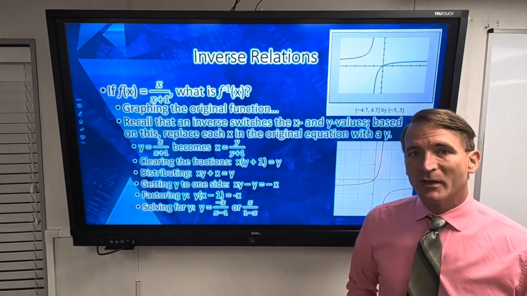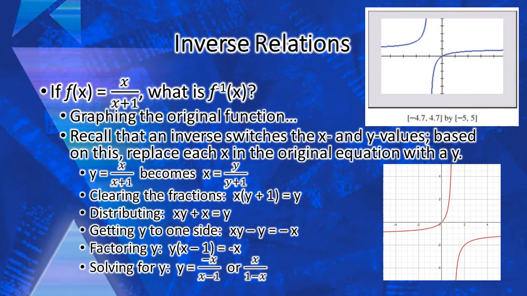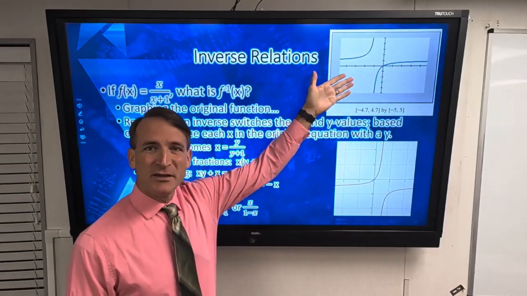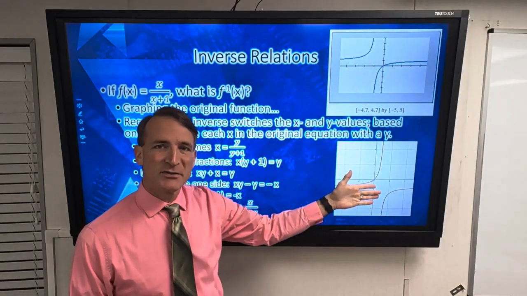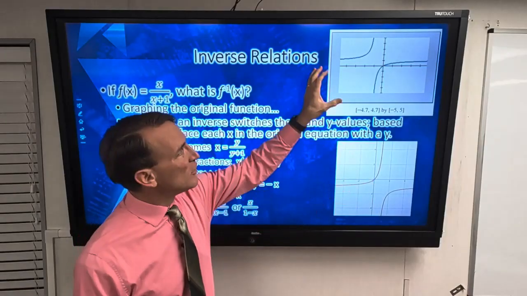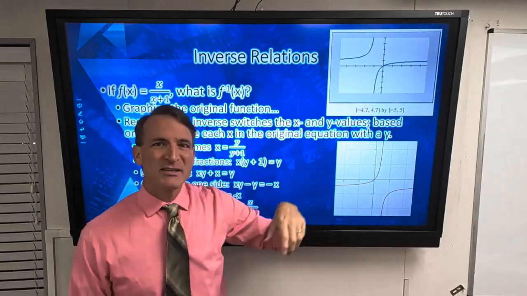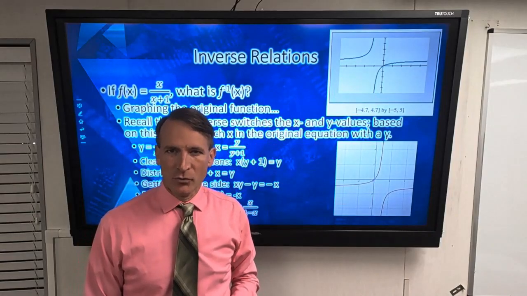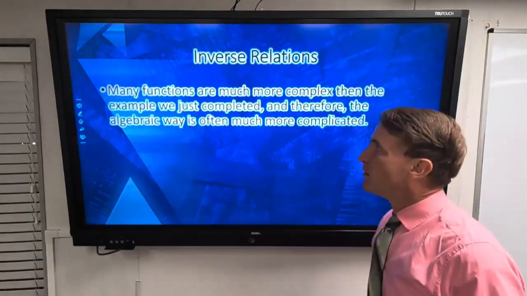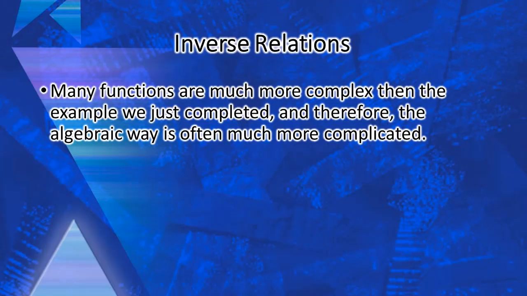If we plug that into a calculator and graph it, this is what my function would look like. So here I have my original function. If I take the inverse, I get something that looks like this. Now you may be thinking, well, it looks like you rotated it, but that's not exactly true, and we're going to discuss that. So many functions are a lot more complex than what we just did, and therefore an algebraic way is often much more complicated than what we just did as well.